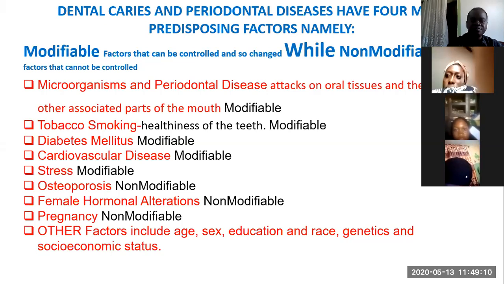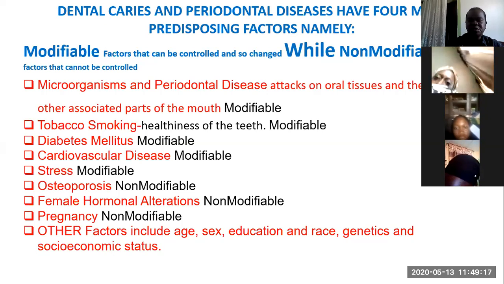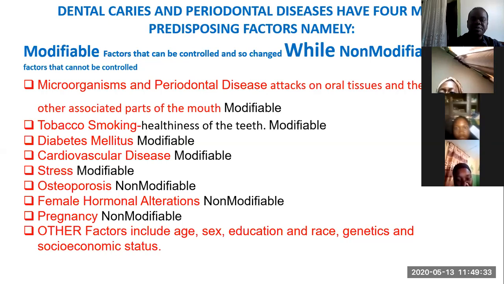Then we have hormonal problems, usually with females. When a female has a hormonal problem, that can result in and aggravate dental caries and periodontal diseases. These are non-modifiable factors that cannot be controlled. Then pregnancy can cause this problem as well. There's an association between pregnancy and dental caries and periodontal problems. Then other factors can be age.